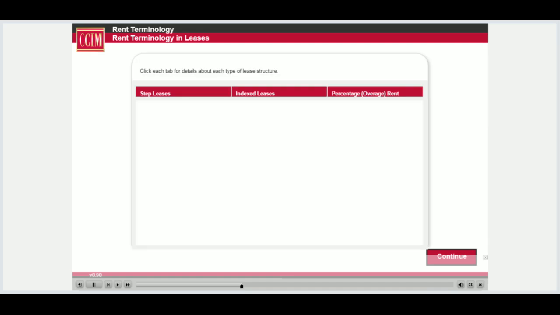Click each tab for details about each type of lease structure.